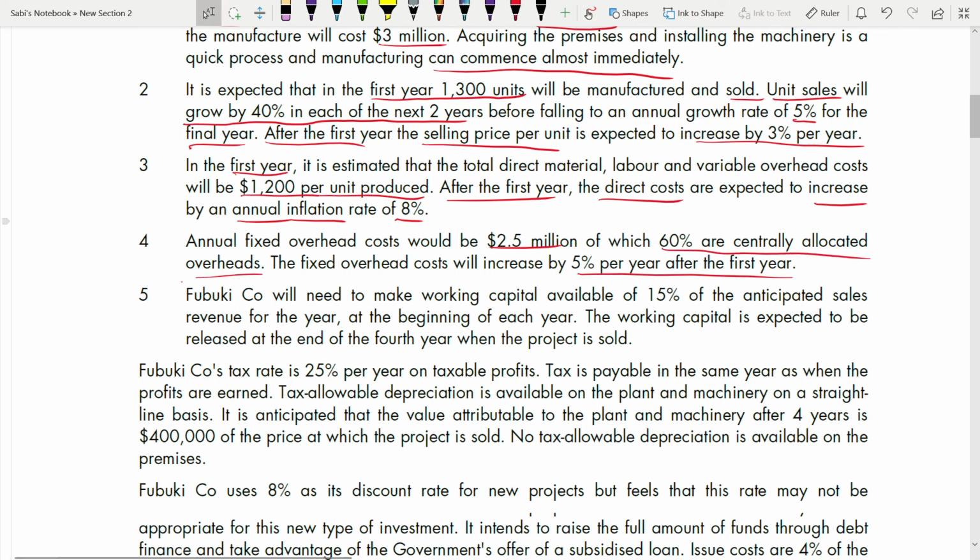Coming to point 5, Fubuki will need to make working capital available of 15% of the anticipated sales revenue for the year. Working capital. Don't forget working capital. This is an area where most of the students struggle. 15% of anticipated sales for the year, at the beginning of each year. The working capital is expected to be released at the end of fourth year when the project is sold.